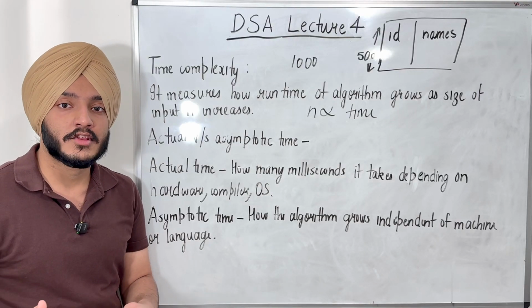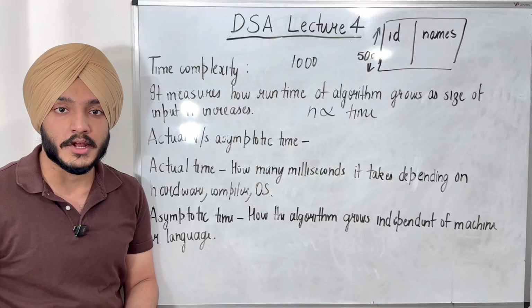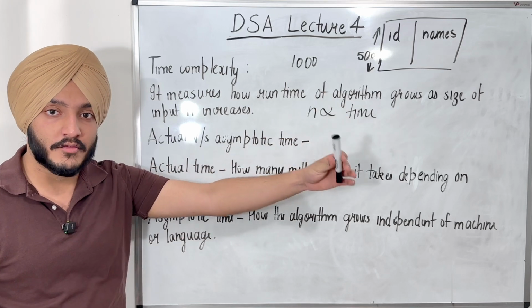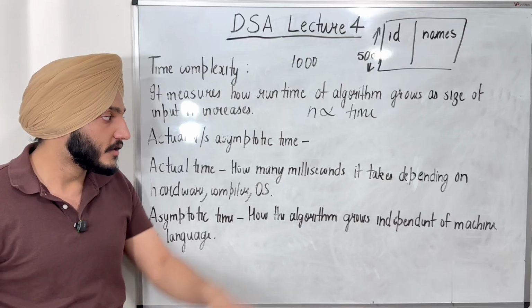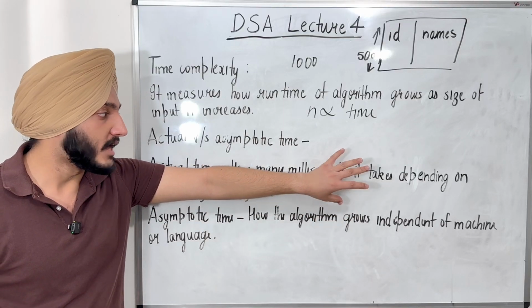Let's say you build an algorithm and you're supposed to find the actual time. You can start a timer at the beginning of the algorithm, run the query and then stop the timer. So it's going to give you the exact time that it is taking.